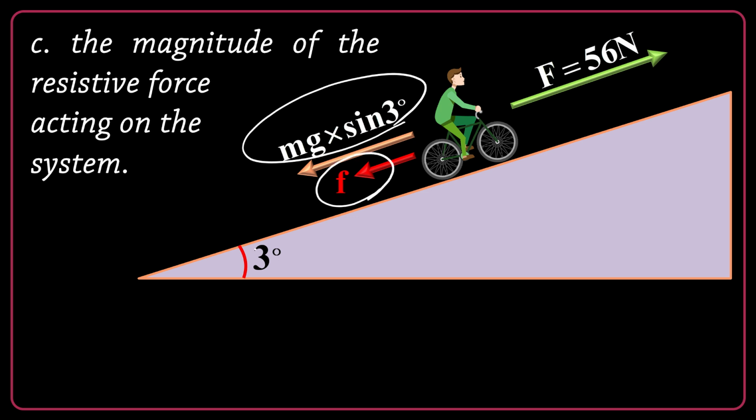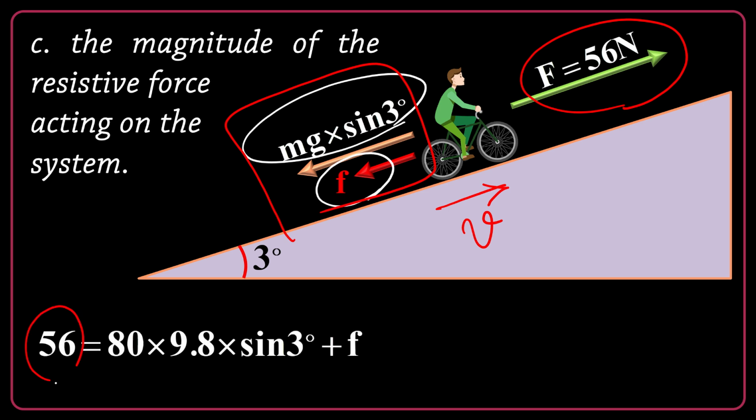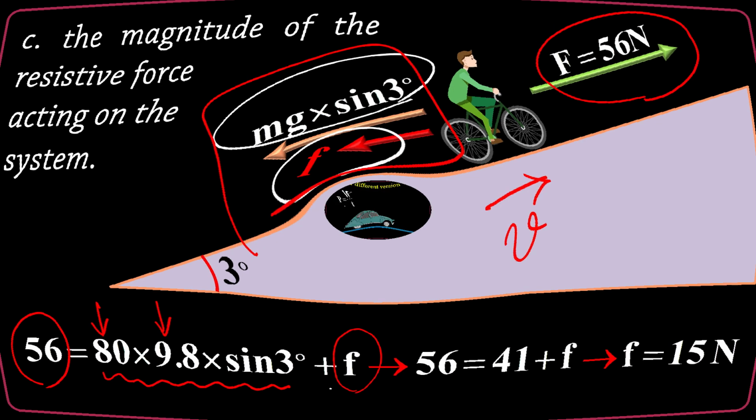And we are looking for the resistive force. We know that the cyclist goes at a constant velocity. Constant velocity means that the net force is 0. So the forward force will cancel these two and keeps a constant velocity. So the driving force, 56, is equal to mg sine of 3 degrees plus the resistive force. This is the mass, this is the gravitational acceleration, and finally the resistive force. Then we will find the resistive force to be 15 newtons.